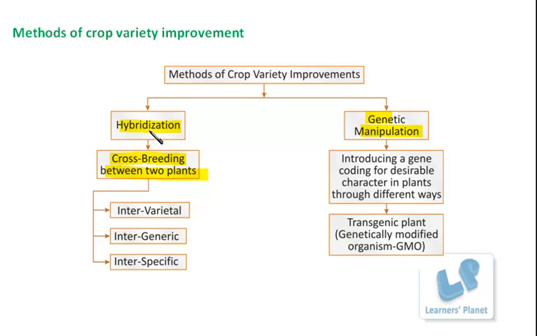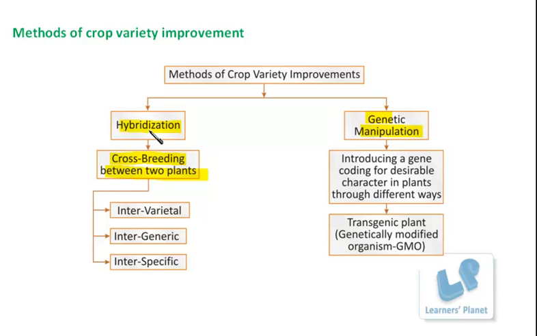Right. In that case, what is basically done? Two plants which have the desirable traits are selected. When these are allowed to crossbreed with each other, a new hybrid plant is produced. Of course, the new plant will inherit the characters present in both parent plants. So this is how these hybridization techniques are followed.